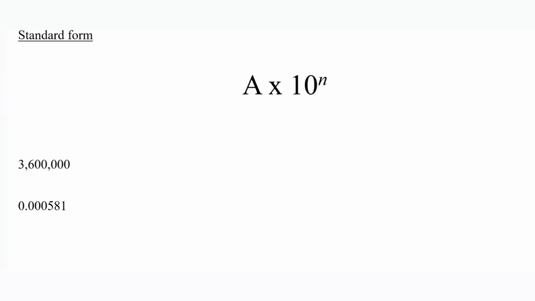Standard form is a format in which a number can be expressed, and it must be expressed in this format, a × 10^n, where a is a number that's more than or equal to 1 and less than 10, and n is the number of places that the decimal point moves.